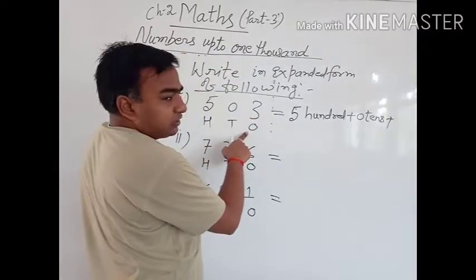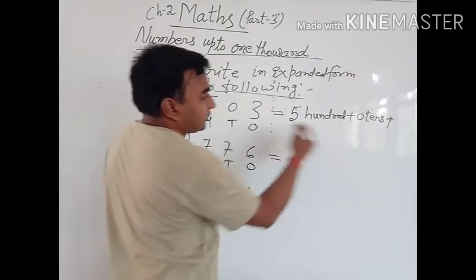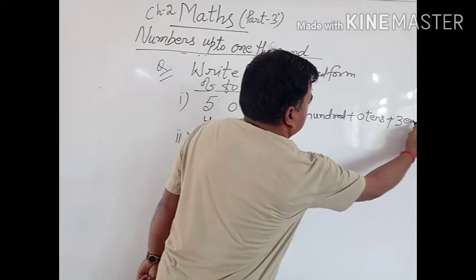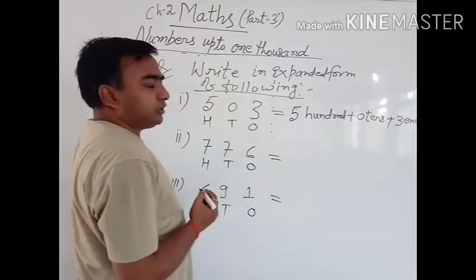What is the place of this 3? What is the place of this 3 ones? 3 ones. Okay.